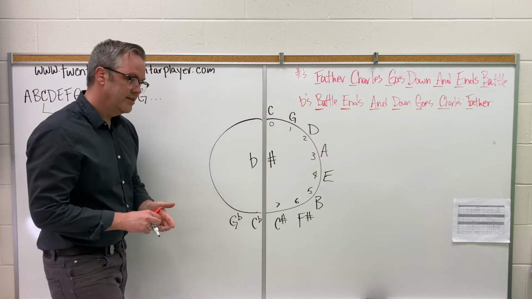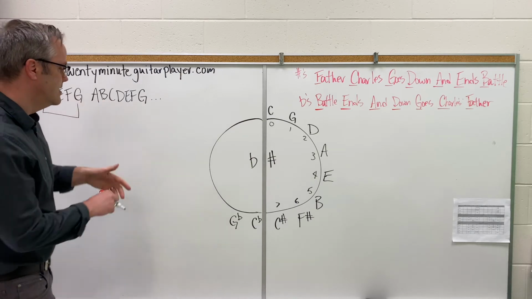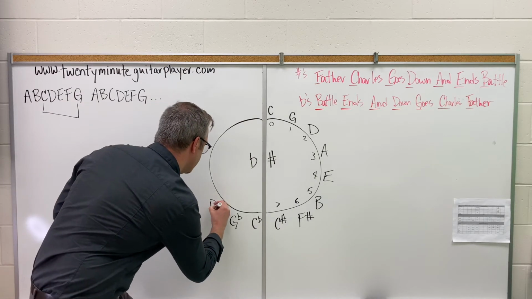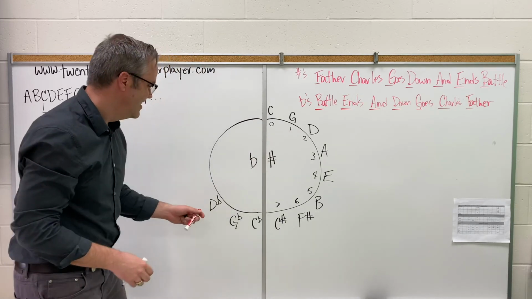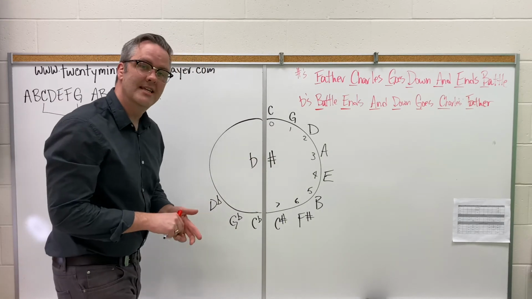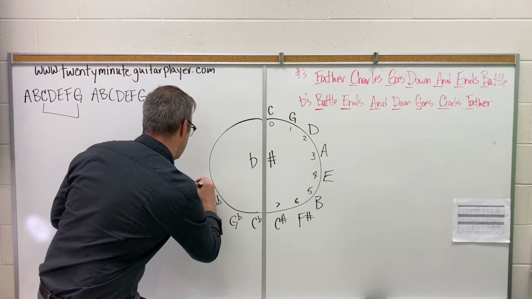What's 5 away from G flat? G, 1, 2, 3, 4, 5. So it's D. So it would be D flat, because we already have a D. It has to be flat, because we're in the flats. Okay, so what's 5 away from D flat? D, E, F, G, A. A flat.